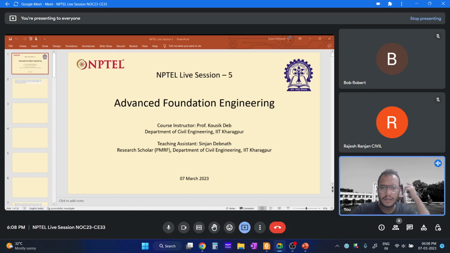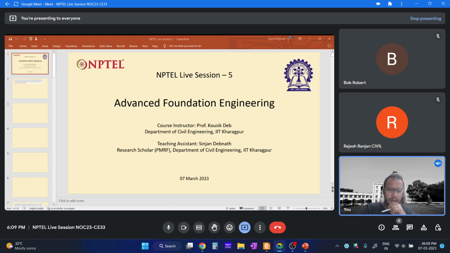Today is our fifth session, and in the last session, we discussed beams on elastic foundations, infinite beams, semi-infinite beams. I solved some problems regarding all those things, and I believe you have understood them. In today's session, I'm going to discuss design of shallow foundations.